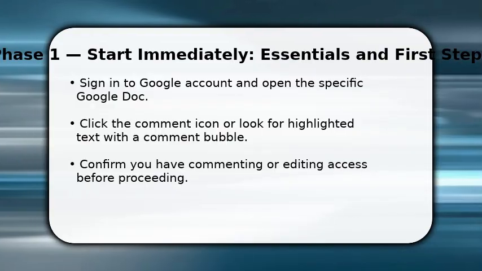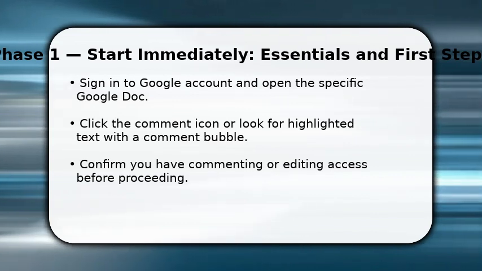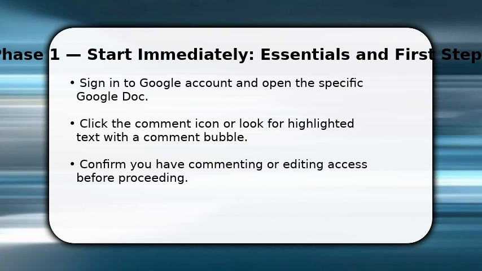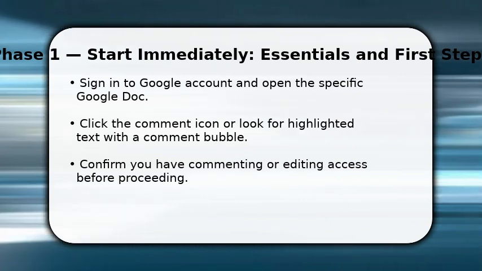You've opened the document and you're ready to act. First, make sure you're signed into the Google account that has commenting or editing permission. Otherwise, you can't remove comments. Next, scan the text for the highlighted passage or the small speech bubble at the top right. Click the bubble or the highlighted text to open the comment thread.